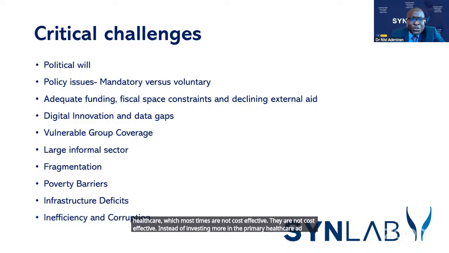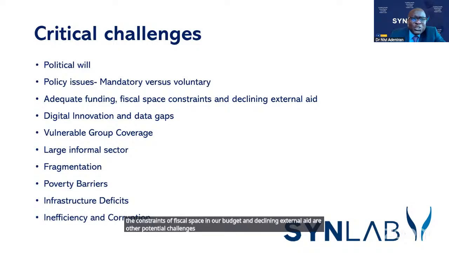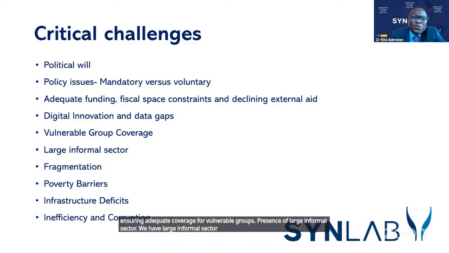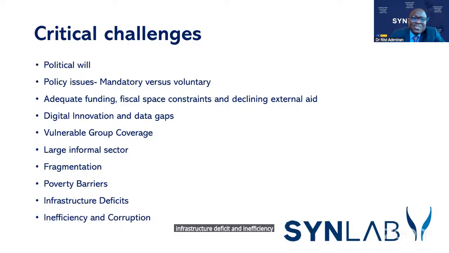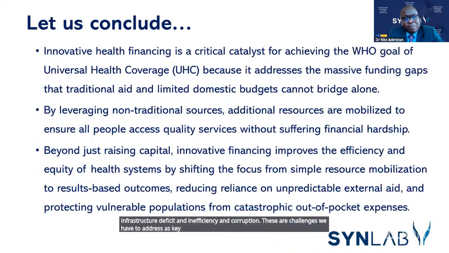Adequate funding is an issue. The constraints of fiscal space in our budget and declining external aid are other potential challenges. Digital innovation is on the increase in Nigeria. However, we are still far behind when it comes to the issue of reliable health data. Ensuring adequate coverage for vulnerable groups. Presence of a large informal sector. We have a large informal sector with little or no means of identification. Fragmentation of finance models. Infrastructural deficit, inefficiency and corruption. These are challenges we have to address as key stakeholders.